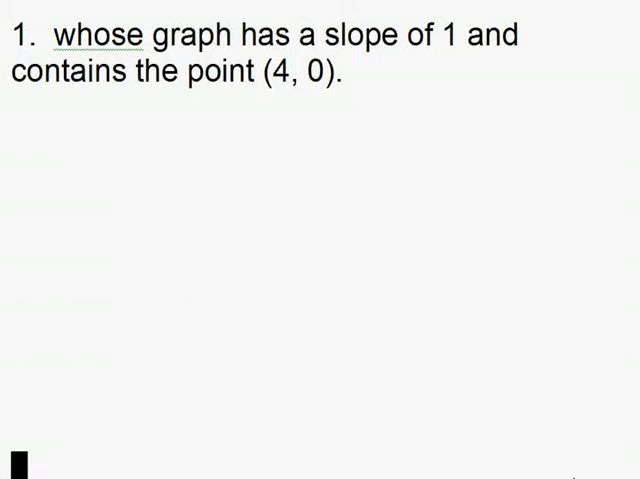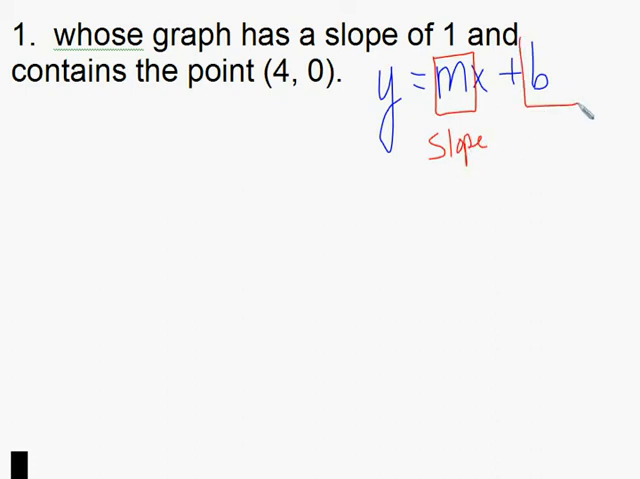Okay, we're going to graph the equation of a line given the slope and a point. To start that, I'm going to use my slope-intercept form. y equals mx plus b. Remember, it's termed slope-intercept because m represents the slope and b is the y-intercept. That's where it crosses the y-axis.